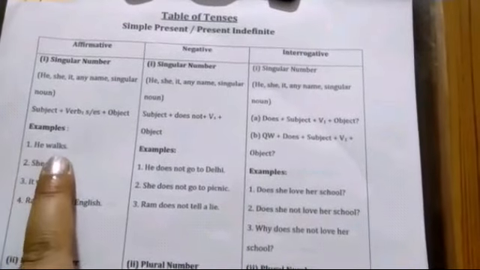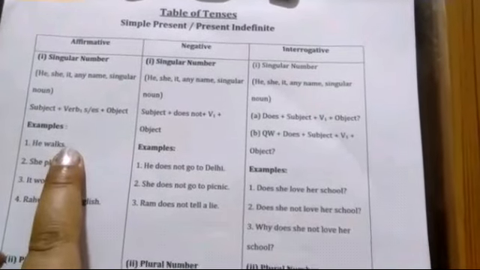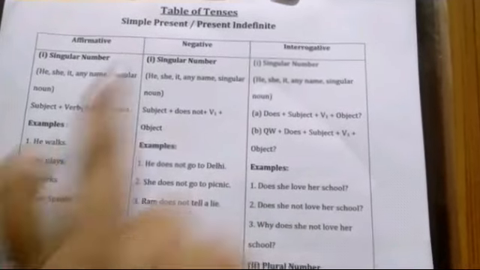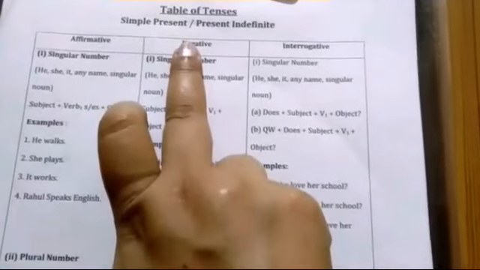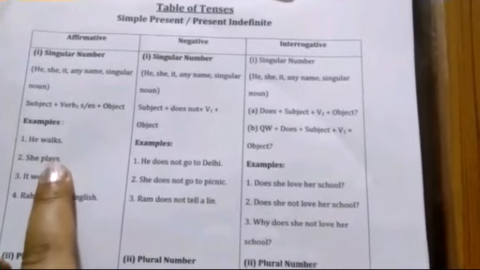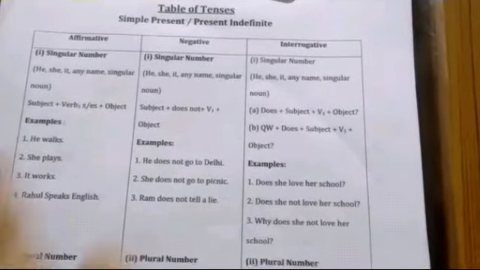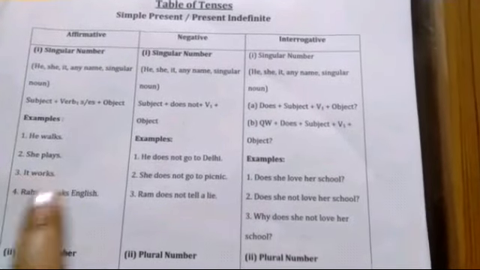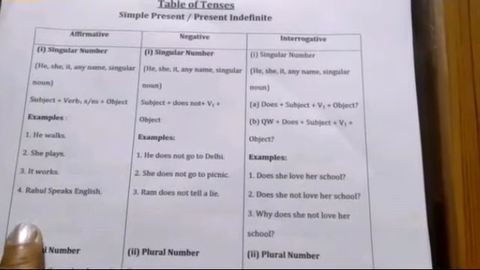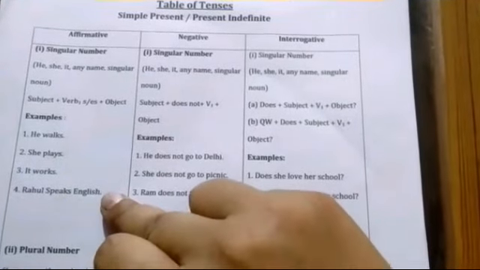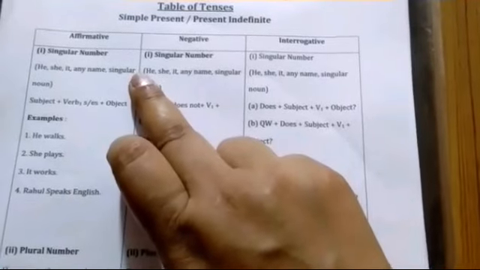He is the subject and walks is the verb, and we use S in a singular verb in simple present tense. In simple present tense we use S or ES in the verb, but only in singular number. Okay, and the second examples are: he plays, he works and Rahul speaks English. Okay, so these 4 are the examples of simple present in affirmative.